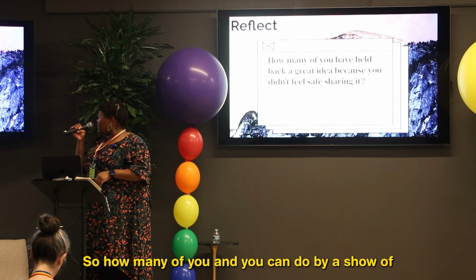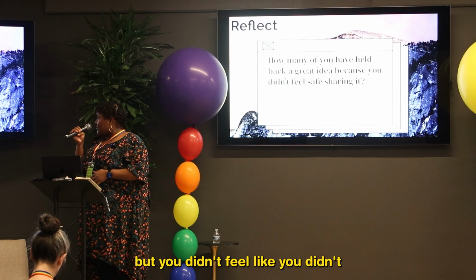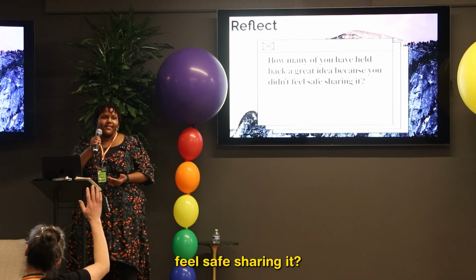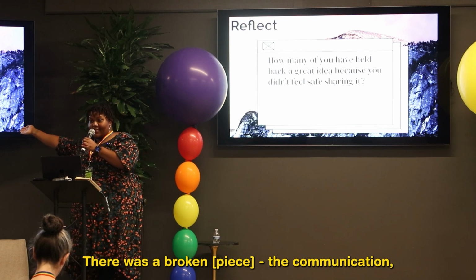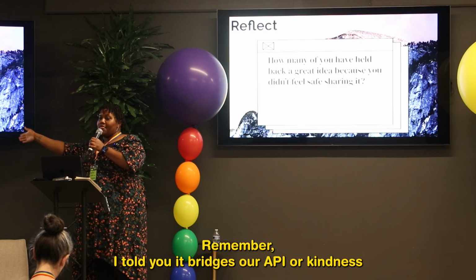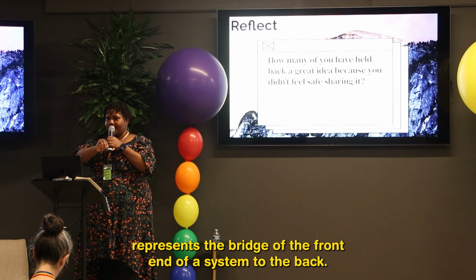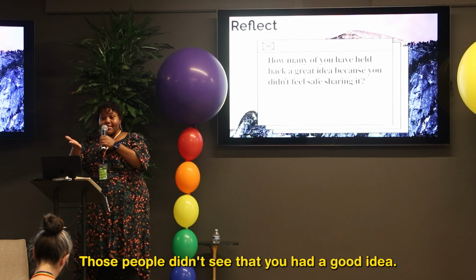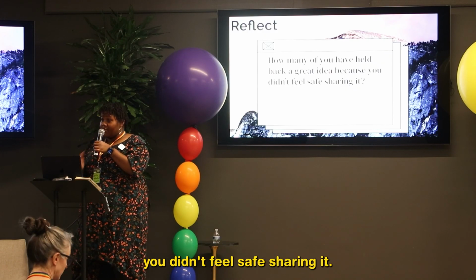Next slide. Okay, this is a reflection. How many of you, and you can do it by a show of hands, had a great idea, but you didn't feel safe sharing it? Okay, I'm seeing some hands, some head nods. There was a communication break, that API, that kindness was broken. Remember I told you it bridges. Our API, or kindness, represents the bridge from the front end of a system to the back end, what we can see and what we can't see. Those people didn't see that you had a good idea. They probably didn't show you some kindness for it, which is why you didn't feel safe sharing it.